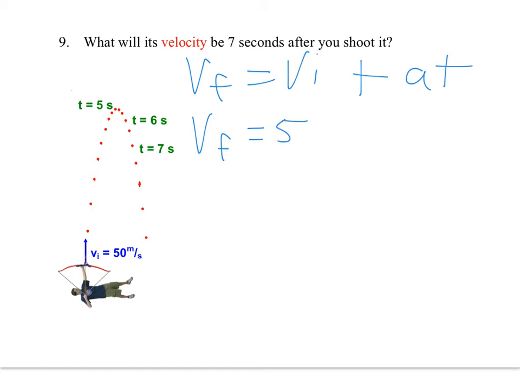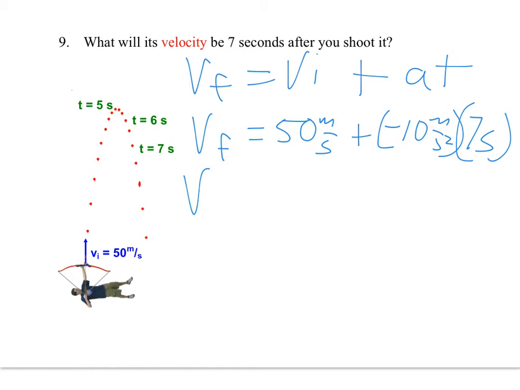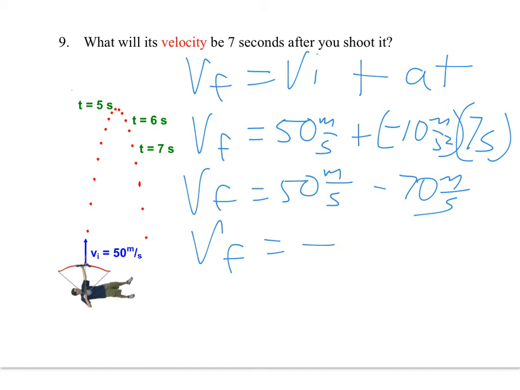When we shoot it up at 50 meters per second, the whole reason it comes back down at all is because gravity brings it back down by causing it to accelerate at 10 meters per second squared and down, which we show with a negative sign. So 7 seconds into the trip, I'm just subbing in for that time of 7 seconds. V final equals 50 meters per second minus 10 times 7, so that's 70 meters per second. So V final equals negative 20 meters per second.